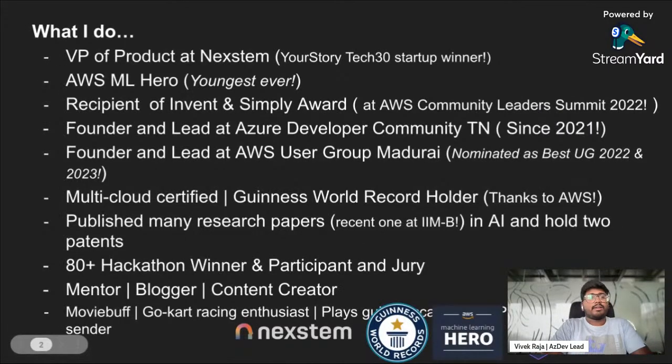Thanks, Lakshit, for the intro. I'll talk about what I actually do in my startup and community space as well. Right now I'm VP of product at Nextem. Nextem is a brain computer interfacing company. We are also a YourStory Tech30 startup winner. I'm also an AWS machine learning hero. I'm very fond of machine learning, so I talk about machine learning across various providers and platforms. I'm also a recipient of the Invent and Simplify Award, and I've been running Azure Developer Community since its inception.